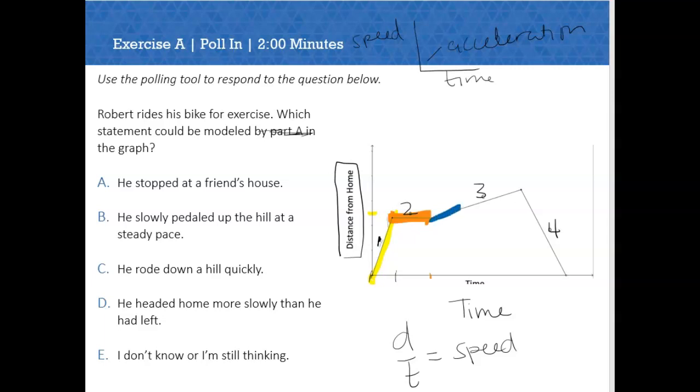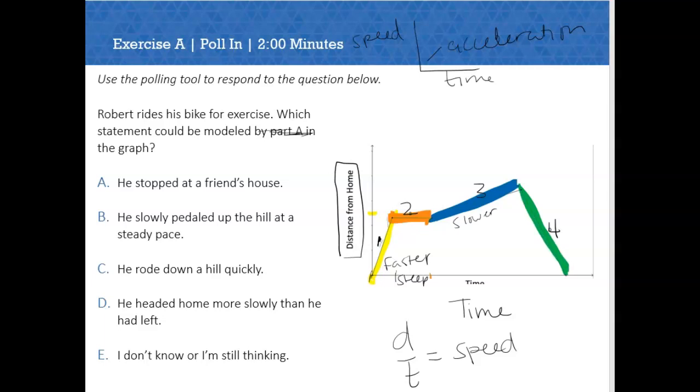In 3, he's going again away from home. Let's look. 1, he was going away from home. 3, he's going away from home. Where is he going faster? Where is the slope faster? It's faster at 1 because this line is more steep. He's still going away from home here, but he's going slower because this is not as steep. And then finally in 4 here, he's returning back home. The distance from home is getting smaller and smaller and smaller. So he's going back home.